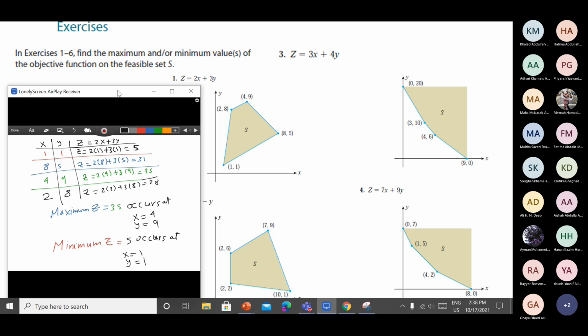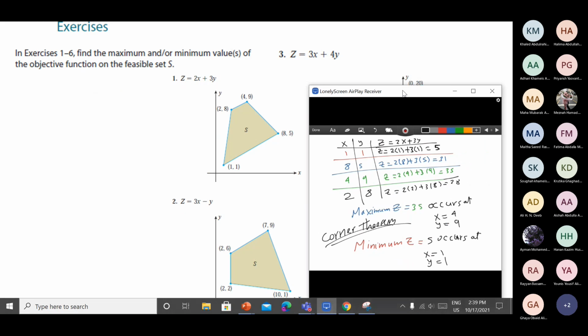This is what we call the corner theorem. The corner theorem says the maximum and minimum occur at the corners, right? Okay, we have done this one. Let's go for the next one.